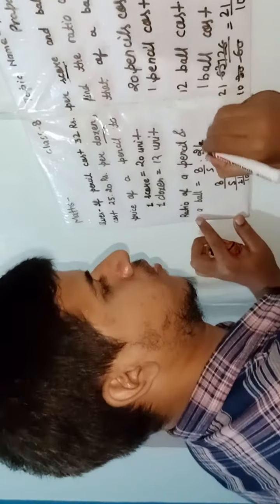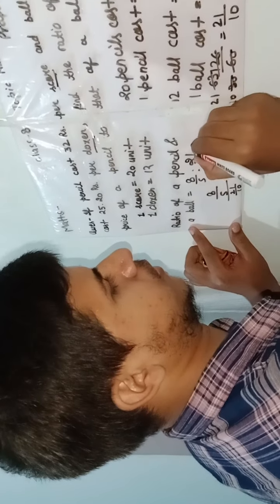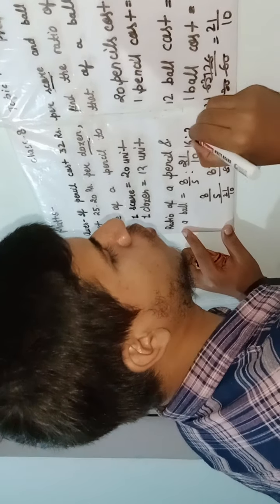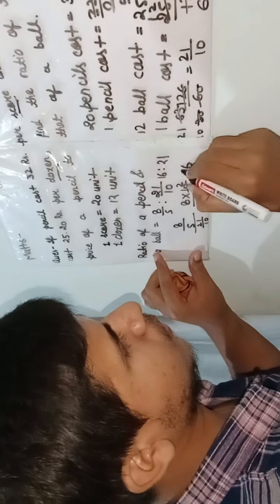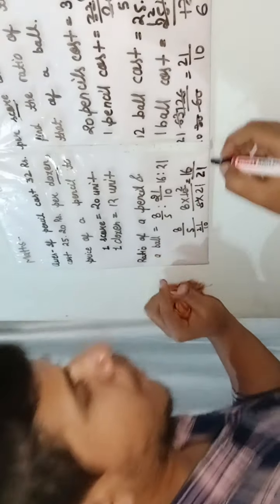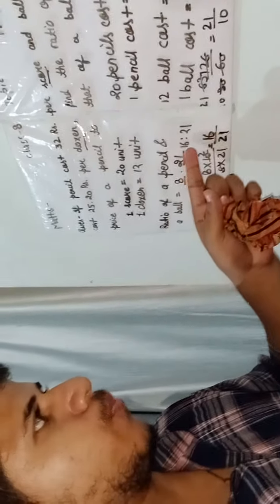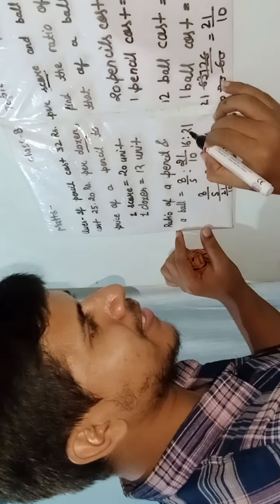The ratio we get is 16 ratio 21. We can change it into ratio form. 16 ratio 21 is the answer of this question. Finally, I solved it. Thank you.